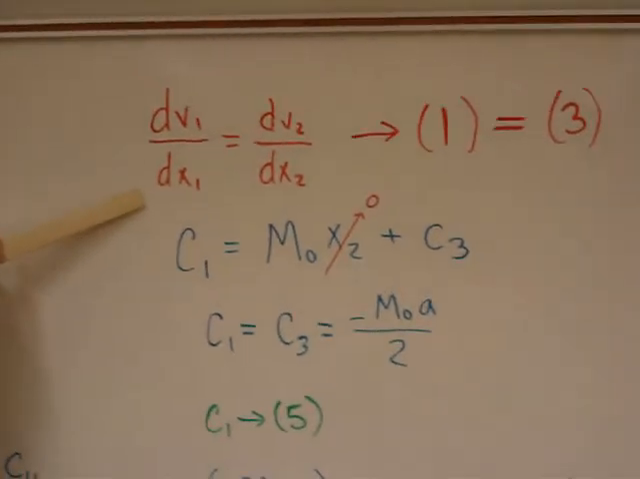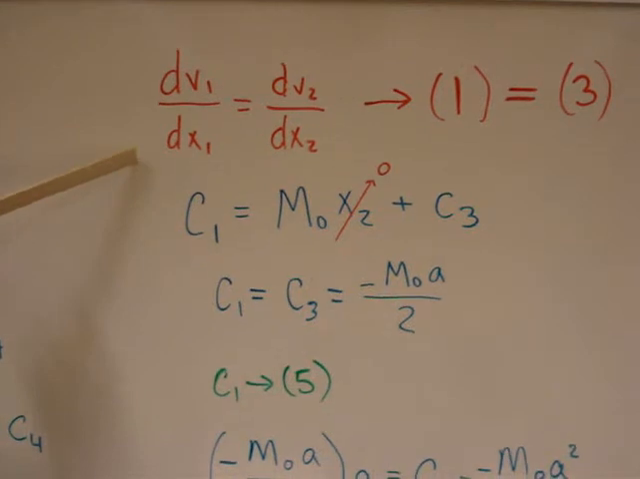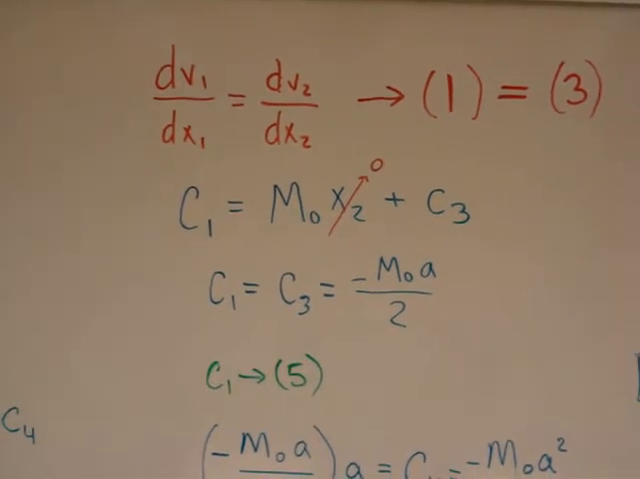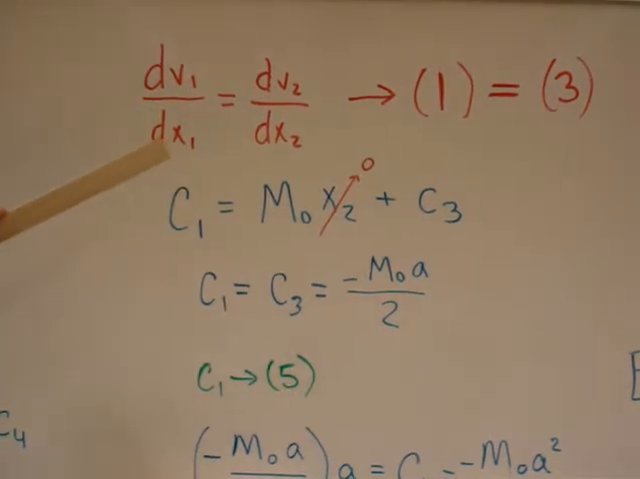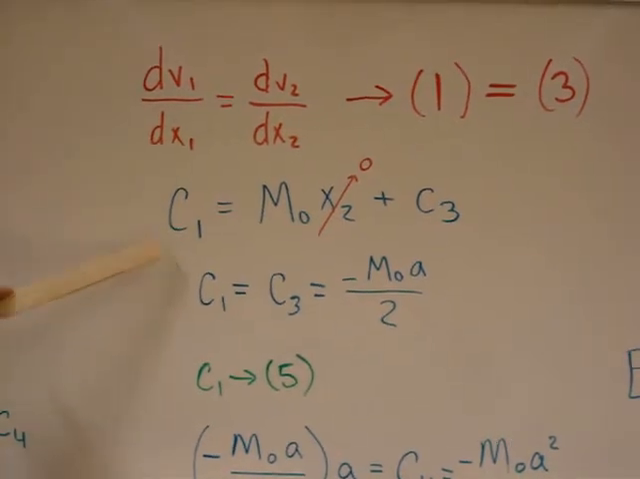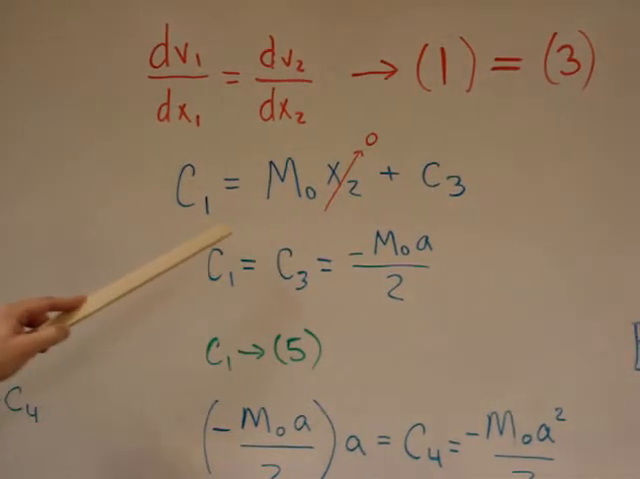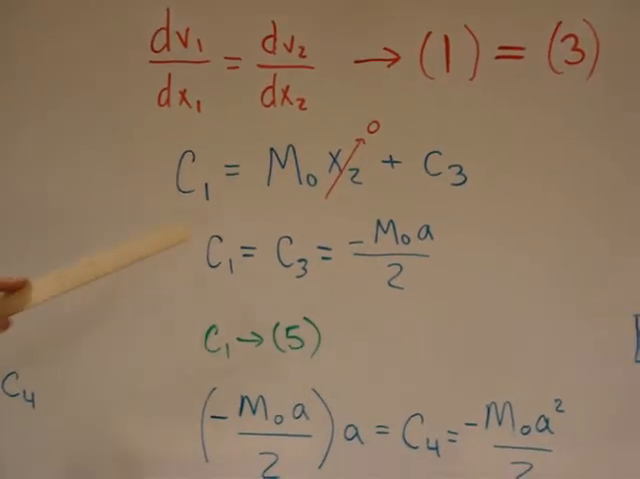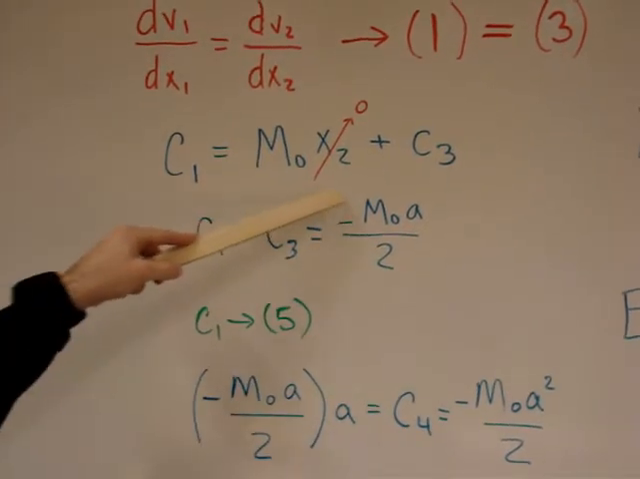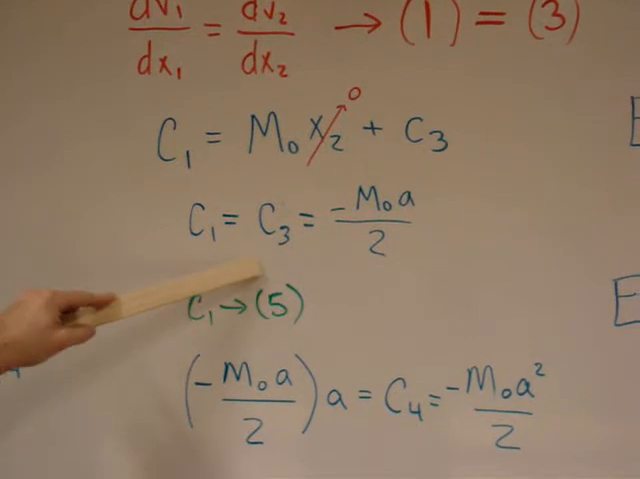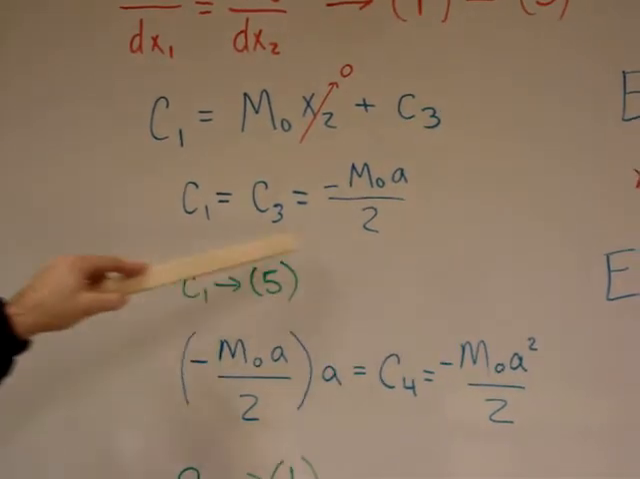If you'll remember a little bit ago, we said that the slopes will be the same at that point, x1 equal to a, x2 equal to 0. We're going to use equation 1 and equation 3 and set them equal to each other. We have equation 1 here, c1, and equation 3, M0 x2 plus c3. We said that x2 is equal to 0, so that's going to cancel out and remove this part of the equation. So we have c1 is equal to c3, and that's equal to negative M0 times a over 2.